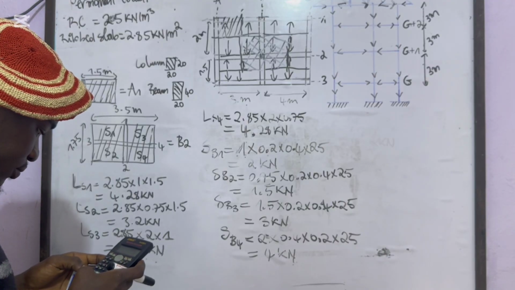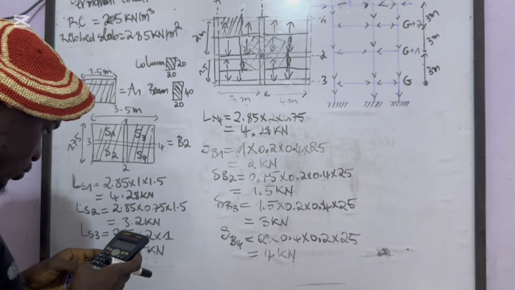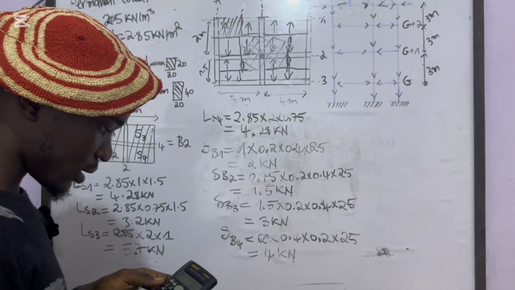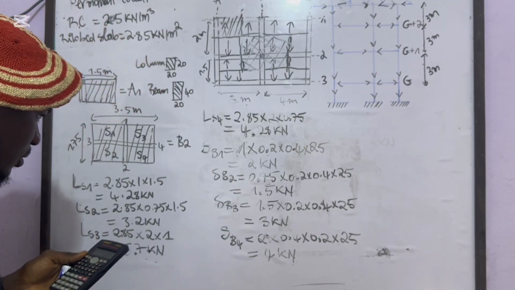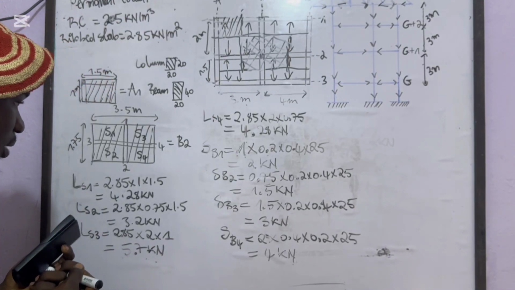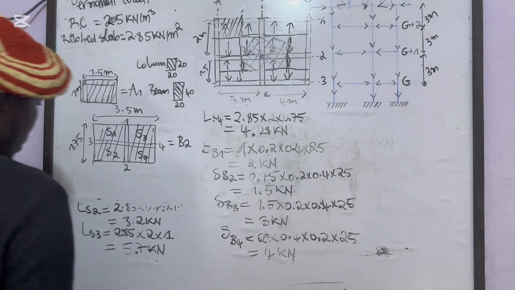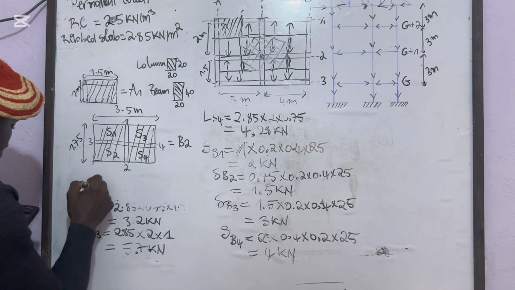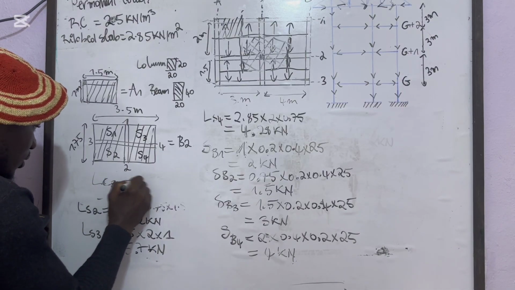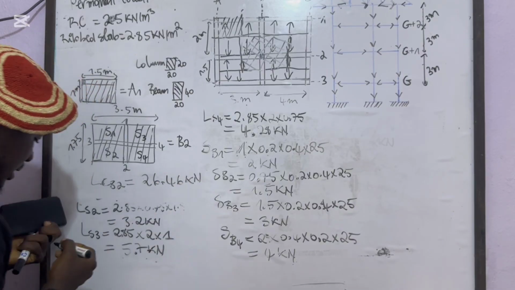Plus 5.7 plus 3.2 plus 4.28. You need to be really focused to avoid making mistakes. It's giving 26.46. Let me just write it down and make sure, and punch it again once more. The first one was 4.28. So the load received by column B2 will be equal to 26.46 kilonewton. That's the load received by the column.